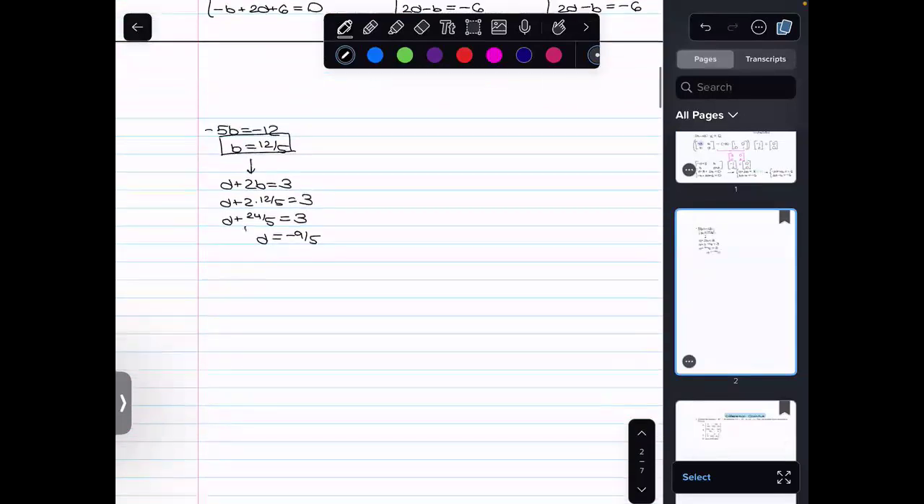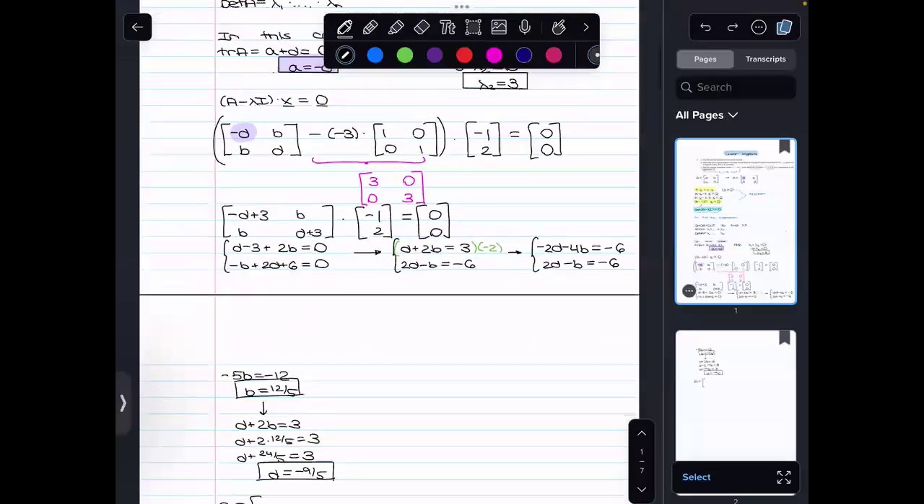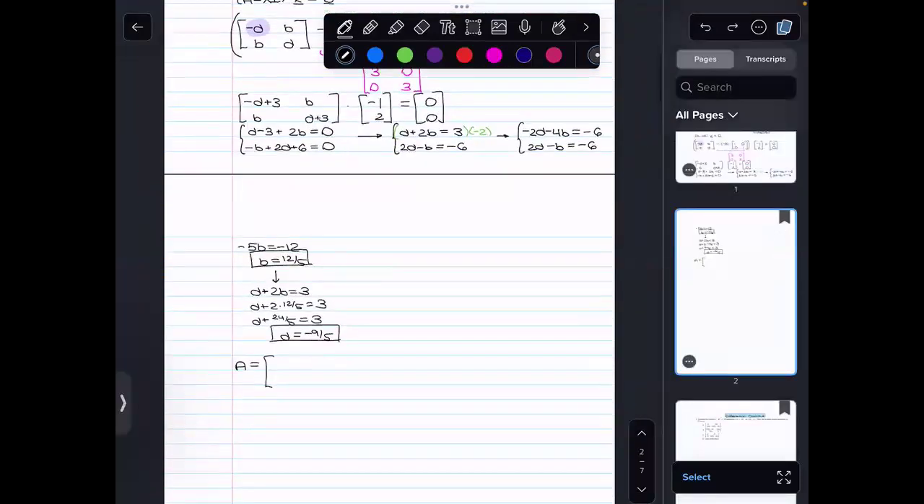And now we can just go back to the matrix, which we had written previously as, sorry, -d b / b d. And then we can just plug everything in. So this becomes positive. Then you have 12/5 here and here. And then the last one is negative.